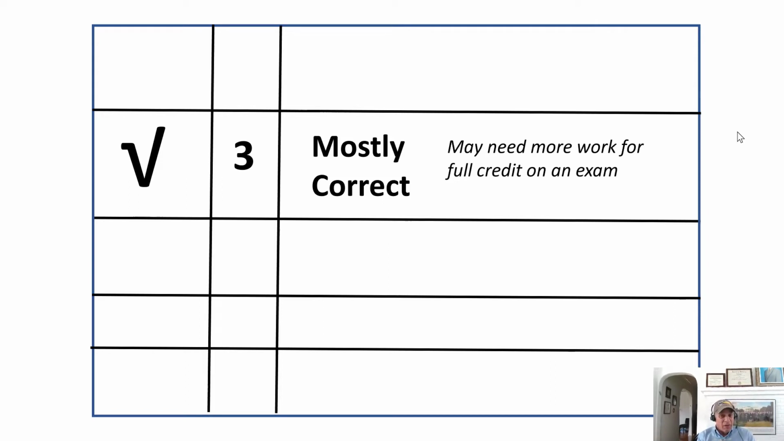So that is, if you're going to give this answer on an exam, you still may need a little bit more work, and you probably should figure out what you didn't quite understand and go back over it, but you did pretty well on it. You did okay on it, and you're getting full credit for it.